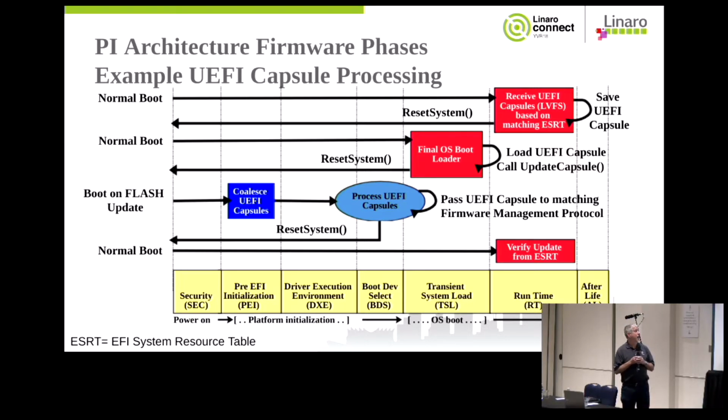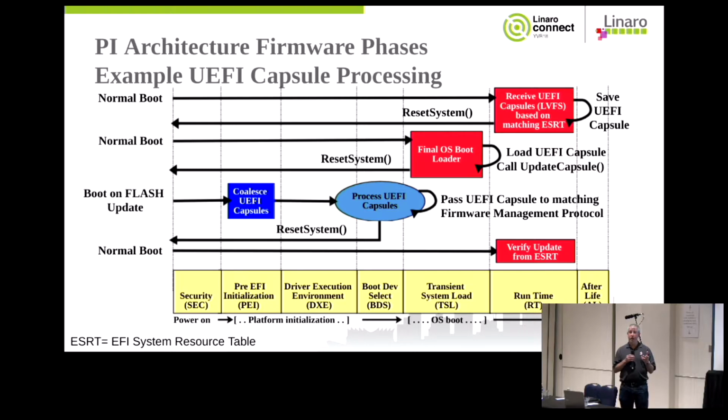And once a number of capsules have been downloaded, maybe one, maybe more, eventually there'll be a reset system that occurs, and then it'll do a normal boot again. And that normal boot, it'll only come up to the part where the bootloader runs. The bootloader will run, and it'll look at the set of capsules that may have potentially been saved to the disk at OS runtime on the previous boot.